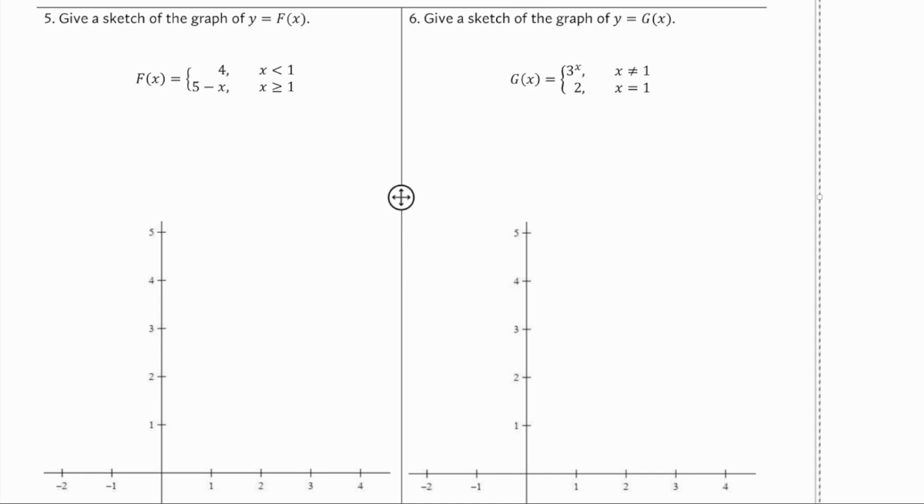So f of x is equal to 4 when x is less than 1. Okay, that's y equals 4. That's like a constant graph. Y is always equal to 4 for every x that's less than 1. So just kind of put it like that.